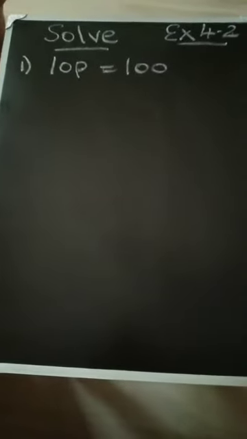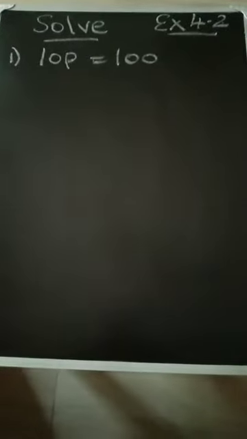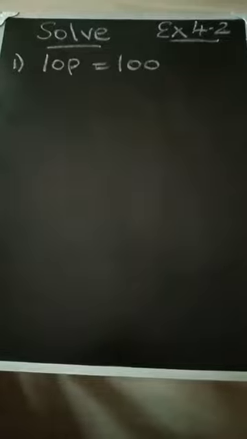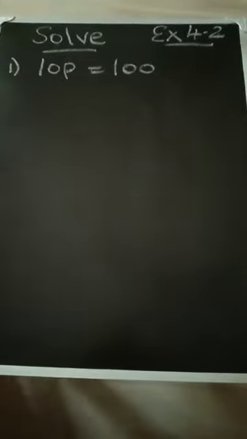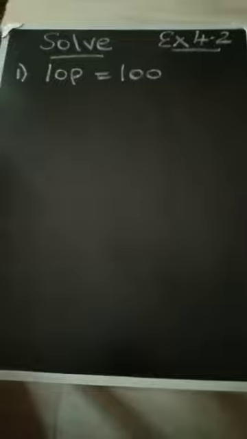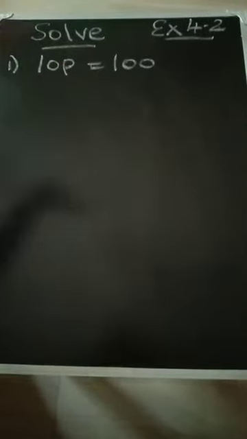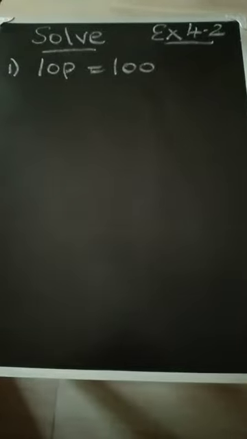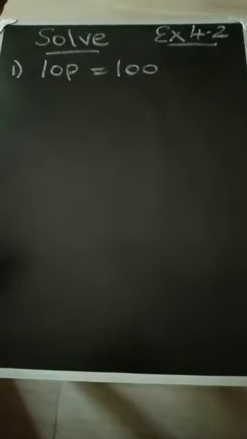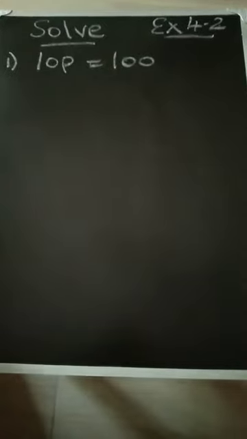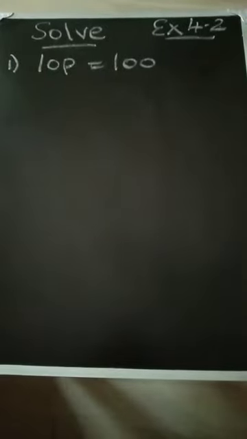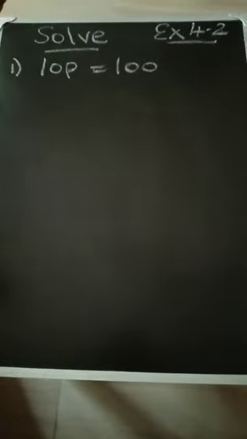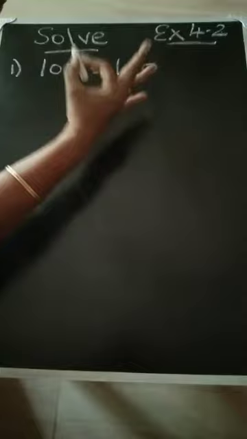Now exercise 4.2. Solve. This exercise you are going to do it by balancing method. I hope you all remember what is a balancing method in the introduction part I have taught you. Now the first question. 10p is equal to 100. So what I said, you have to balance the equation in such a way that the value of the LHS and RHS does not change. Now 10p, it means what? 10 is multiplied with the variable p, which gives the answer 100.